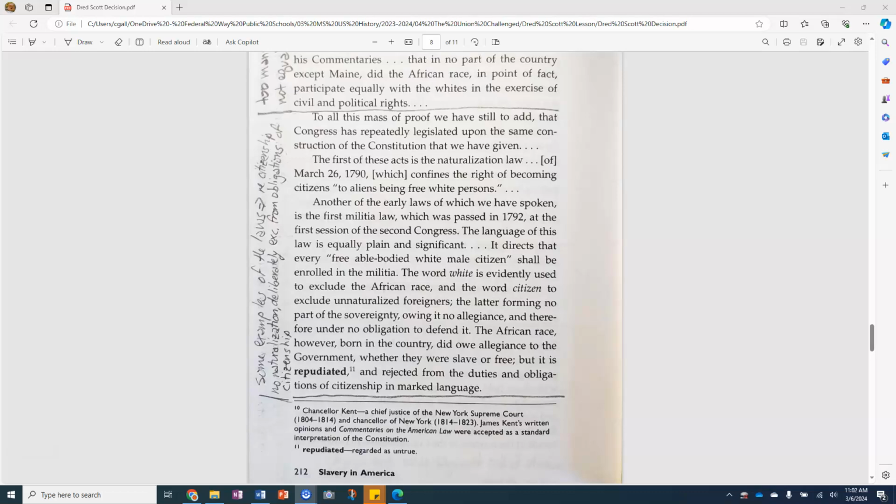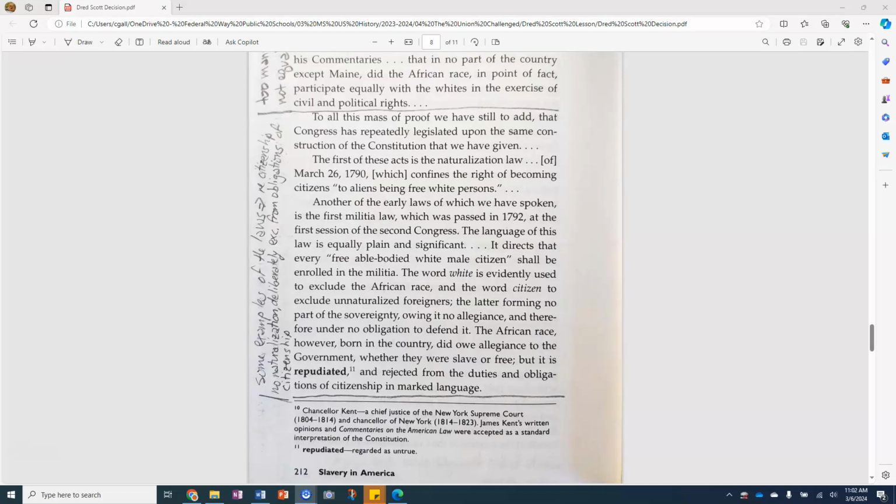To all this mass of proof, I'm back on the text, we have still to add that Congress has repeatedly legislated upon the same construction of the Constitution that we have given. The first of these acts is the Naturalization Law of March 26, 1790, which confines the right of becoming citizens to aliens being free white persons.